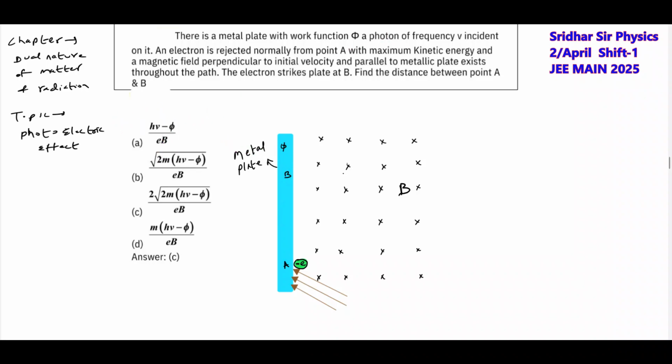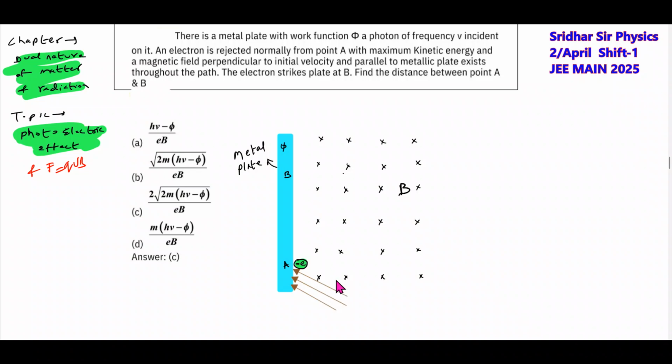I'll take the next question. The next one we have is from the chapter dual nature of matter and radiation, and the topic is photoelectric effect and F equal to qvB, magnetism also, force on a moving charged particle. These two ideas are put here.